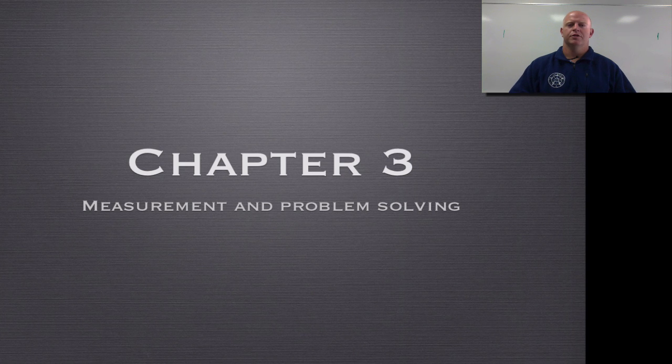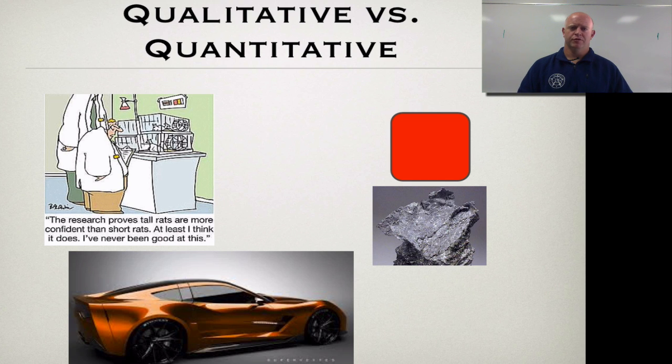Okay guys, here's our segment on Chapter 3, which is Unit 2, beginning parts of measurement and problem solving. So the first thing we're going to talk about is two different ways that we can make measurements. We can do that qualitatively or we can do that quantitatively.